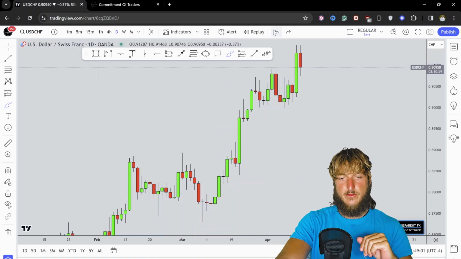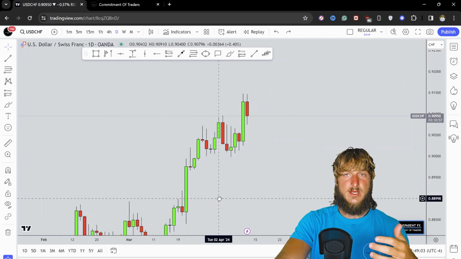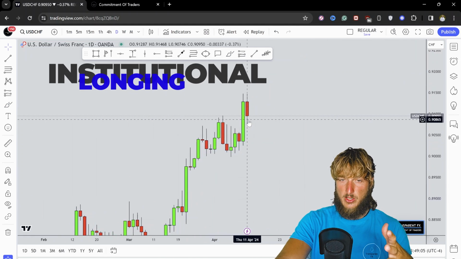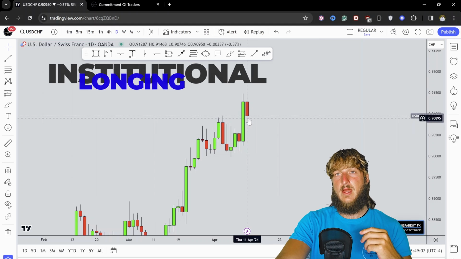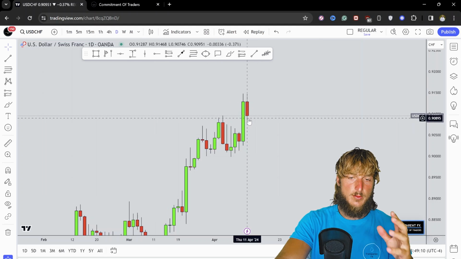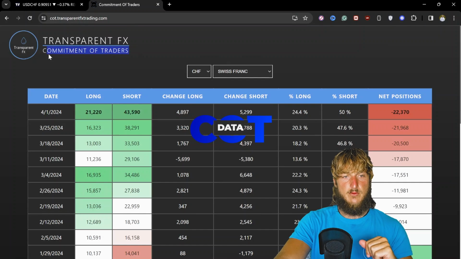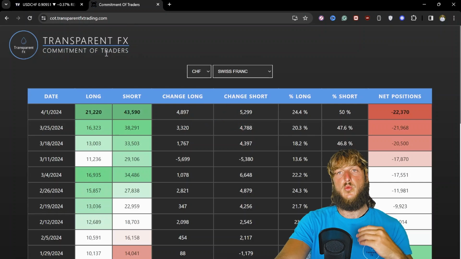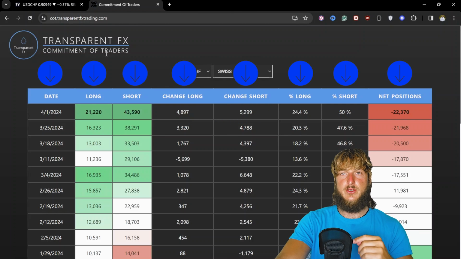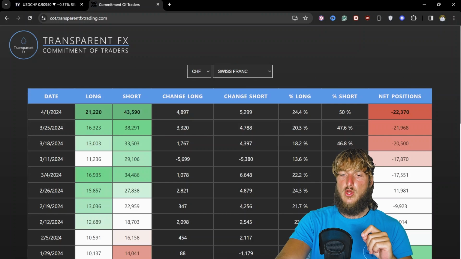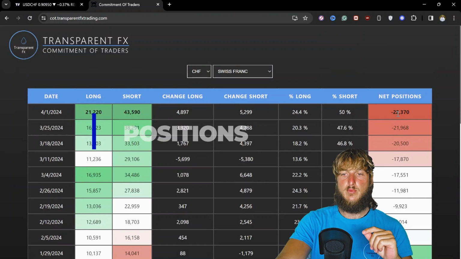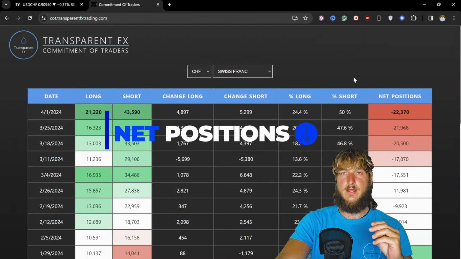But at the moment, what kind of structure we have and where could we expect to see more institutional longing? Now, first of all, why am I saying more institutional longing? Because if we go and see what we have when it comes to the commitment of traders, so what hedge funds and the big players in the market are doing, and we check the data precisely for the CHF, we can notice how with the last reports, net positions have been decreasing quite aggressively.